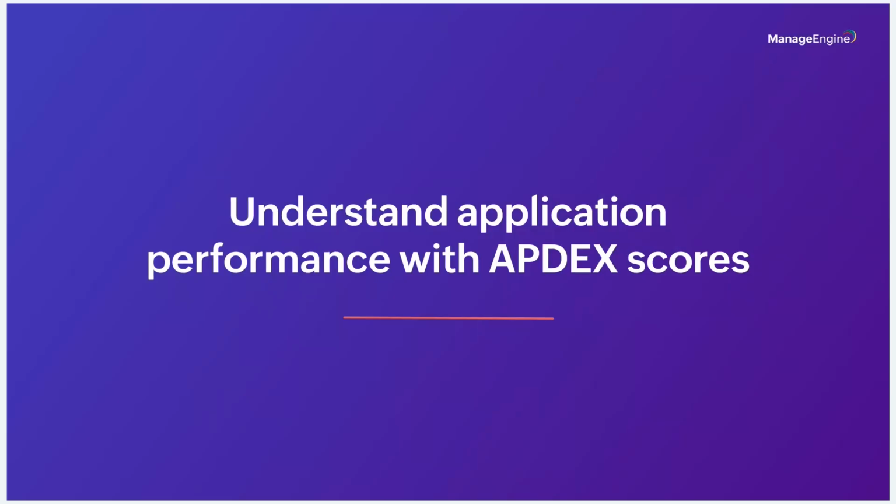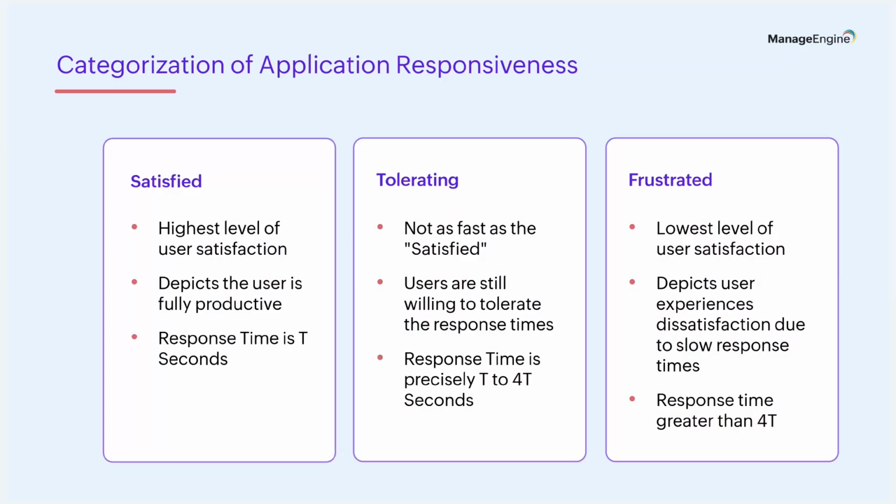Now let's understand the application performance with the help of APDEX scores. The APDEX score is categorized based on the application responsiveness. The first one is satisfaction. This category represents the highest level of user experience, where the application's response time is between the satisfied threshold and the excellent threshold. The users in this category are generally satisfied with the application performance.